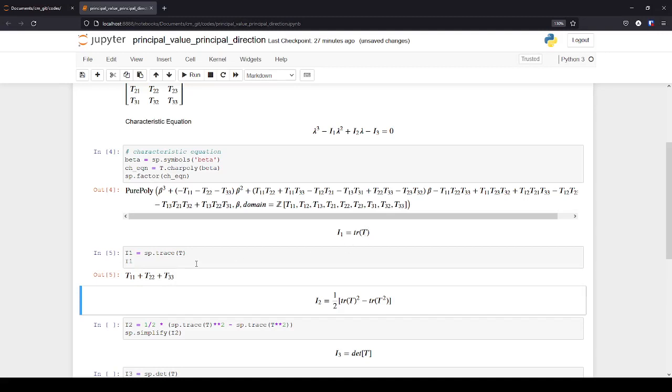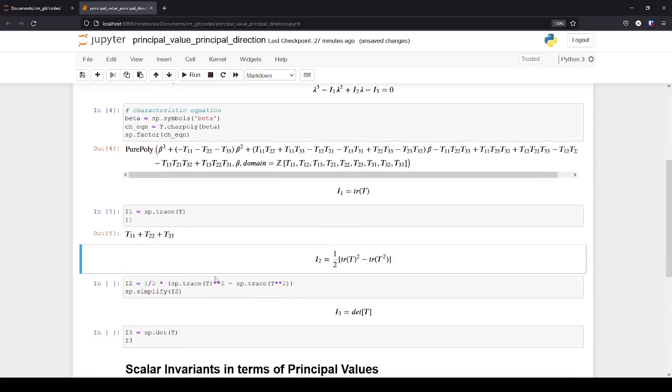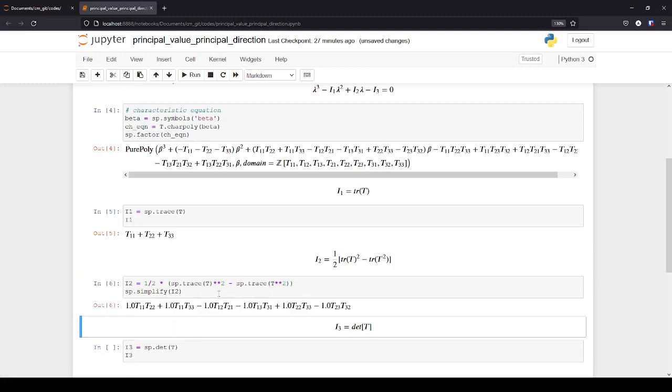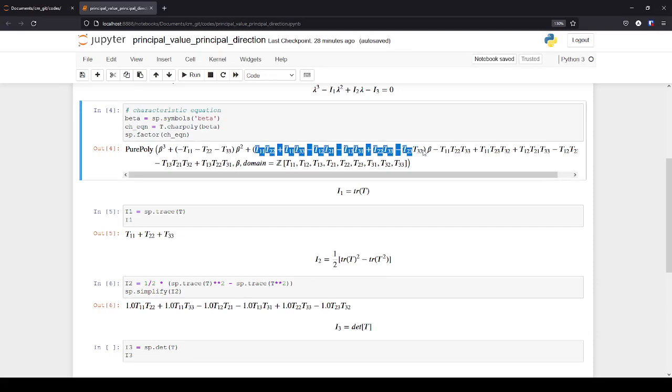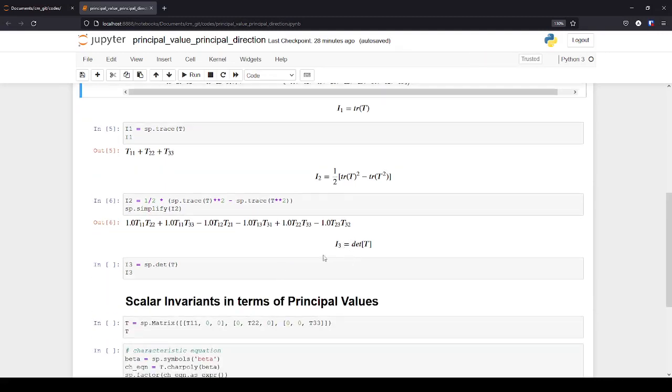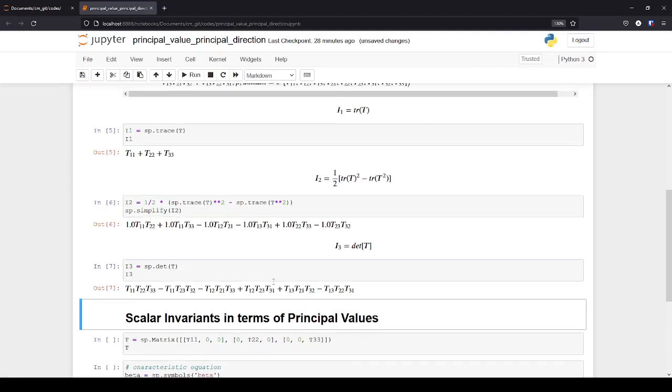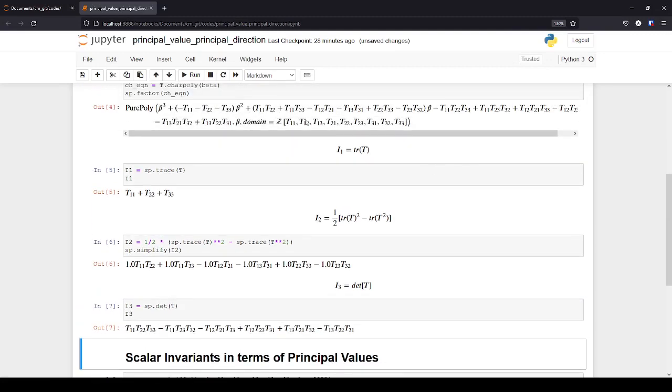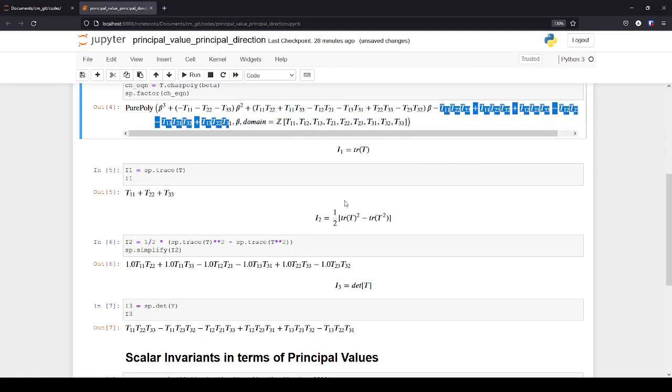If you write it in index notation, it becomes T_ii. And the second invariant was half of the trace of the tensor, squared, minus the trace of T squared. If I do it and use the simplify method here, I will get something like this, which is the same as the one you see here, the coefficient for beta. And the third one is basically the determinant of the tensor, as you can see here.